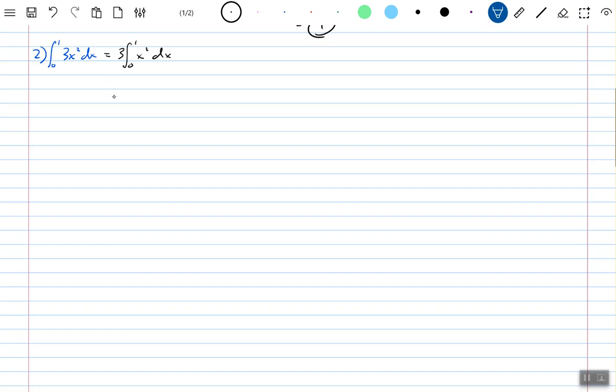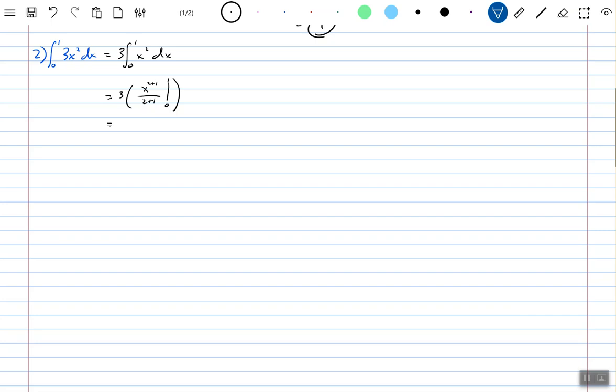rule of integration. So this is equal to 3 times x to the 2 plus 1 over 2 plus 1 evaluated from 0 to 1. Remember, the power rule: add 1 to the exponent and divide by the new exponent. So we add 1 to the exponent to get 2 plus 1, then we divide by that new exponent, 2 plus 1, to get our antiderivative.